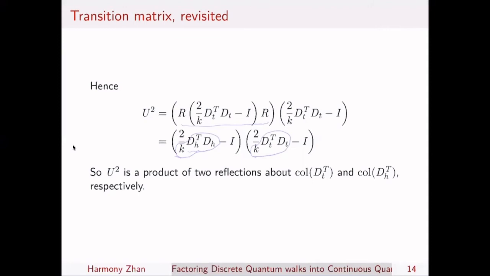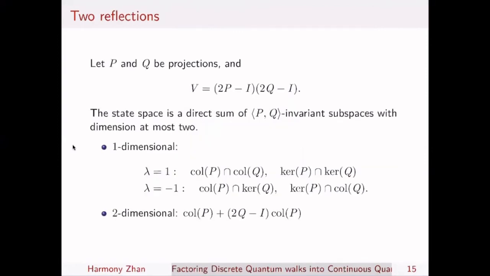This means U squared lives in some dihedral group, and we can find the eigenspaces of U squared by looking at the invariant subspaces of these two projections. And here is a technical lemma from linear algebra. In general, if V is a product of two reflections, and P and Q are the projections, then the state space is a direct sum of PQ invariant subspaces whose dimensions are at most 2.